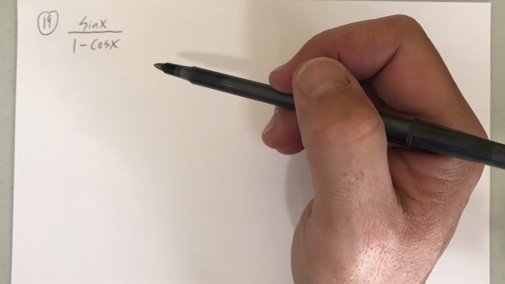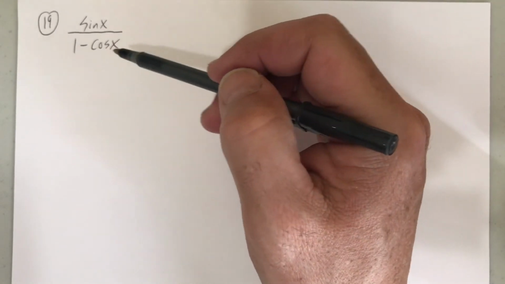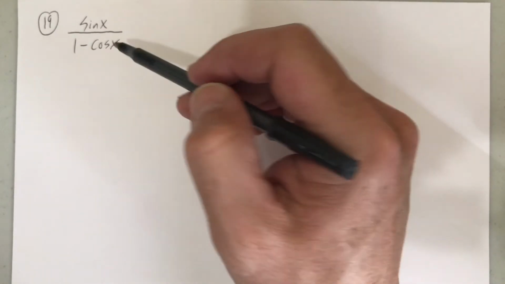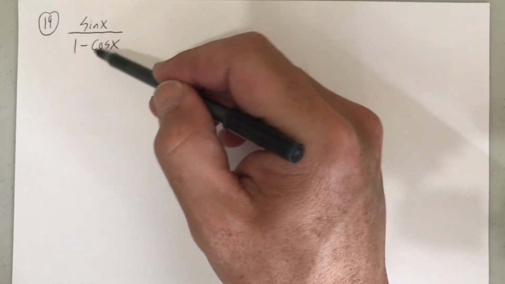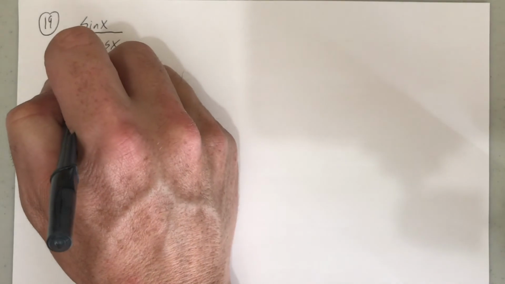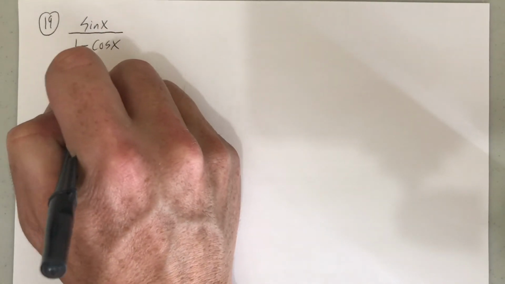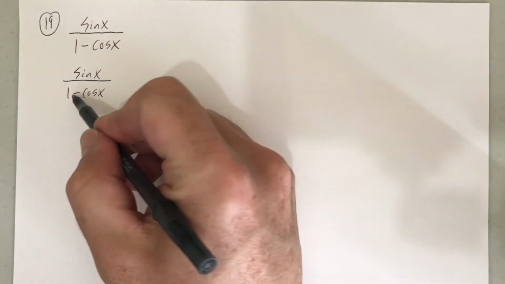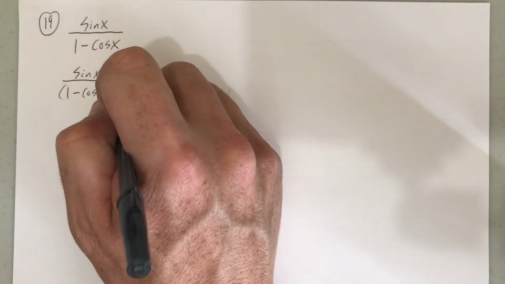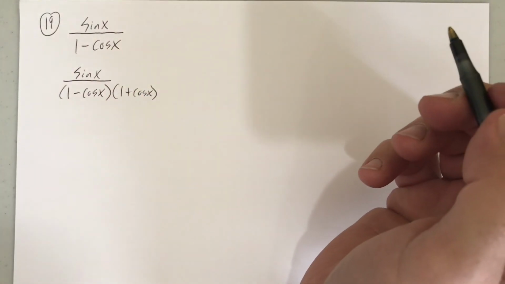Well, if you recall when working with complex numbers, when we wanted to simplify the denominator because it had an i, you would multiply by the complex conjugate. Well, that's what we're going to do here. We're going to multiply by the conjugate. So let me show you what that looks like. So if I have sine x over 1 minus cosine x, the conjugate of 1 minus cosine x is 1 plus cosine x. So I'm going to multiply that by 1 plus cosine x.